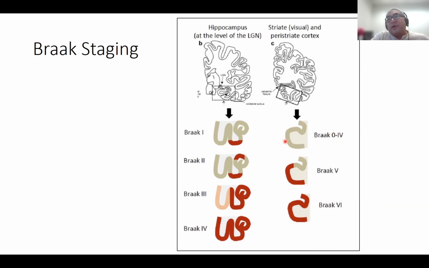really shouldn't be involving the visual or peristriate cortex. BRAAK 5 is when you start to involve the peristriate cortex, and BRAAK 6 is when the primary visual cortex is involved as well. Again, there are different ways to do this. Some people rely more on the hippocampus. Other people do neurofibrillary tangle counts. There are a lot of ways to potentially interpret BRAAK staging, but this is, I think, a simplified way that I use, using just these 2 sections.